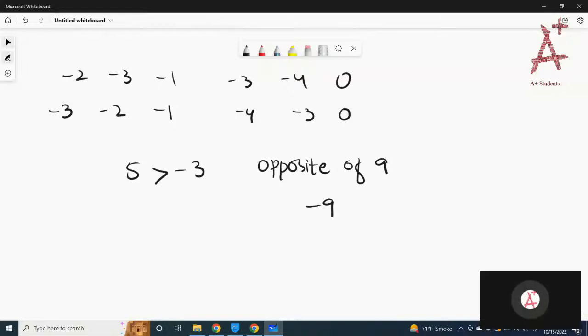Which integer represents this scenario? 1 gram decrease in mass. So decreases are always represented by a negative number. Got it? So it would be -1. So select the correct option and click on the OK button.